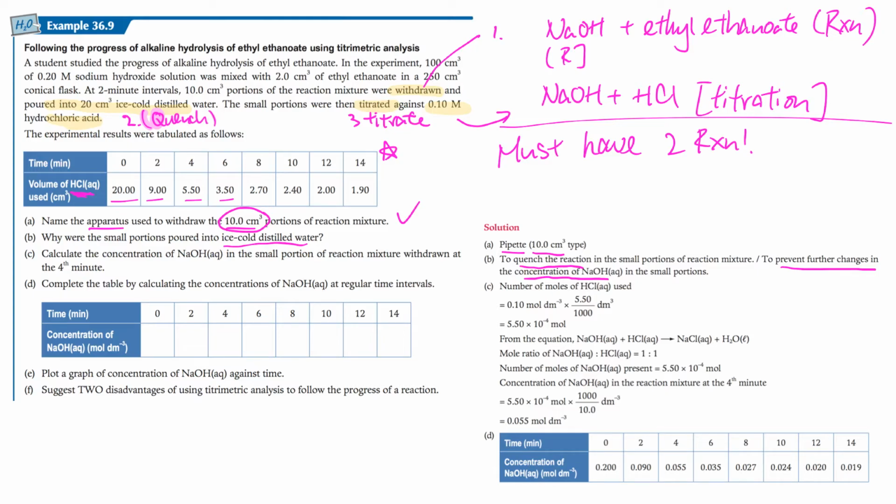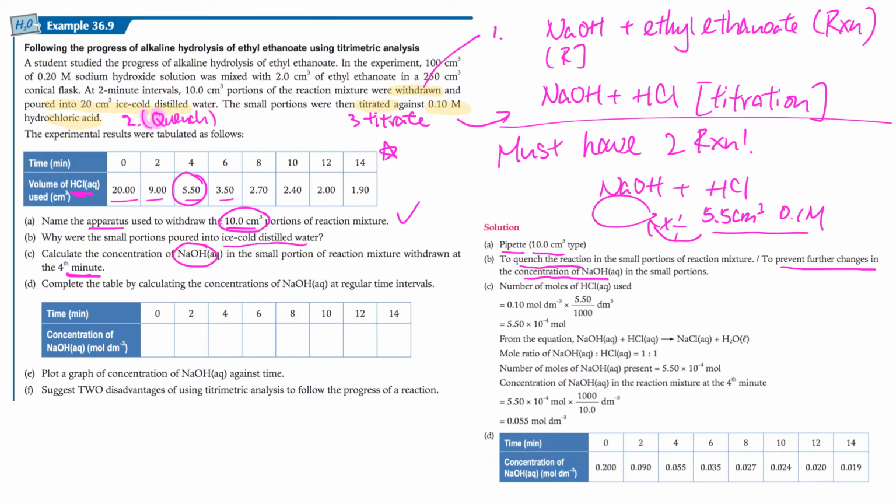Okay, and then part C will be the calculations. Calculate the concentration of NaOH at 4 minutes. 4 minutes, that means this one. So basically, you just use this one. 4 minutes. Okay, 5.5 cm cube, and then 0.1 M. We use that to find out the number of mole first, and then the mole ratio will be divided by 1 times 1, to find the number of mole of NaOH.